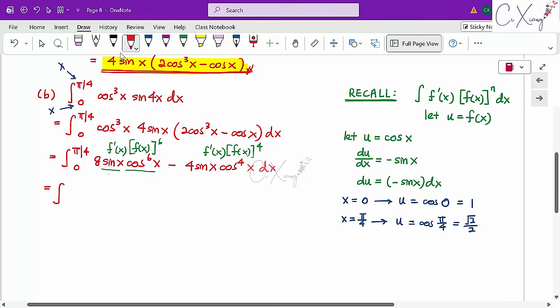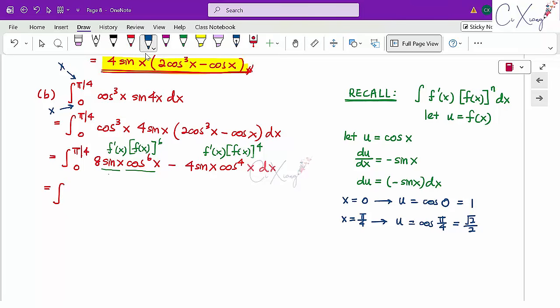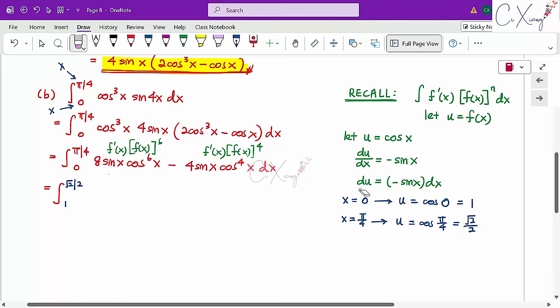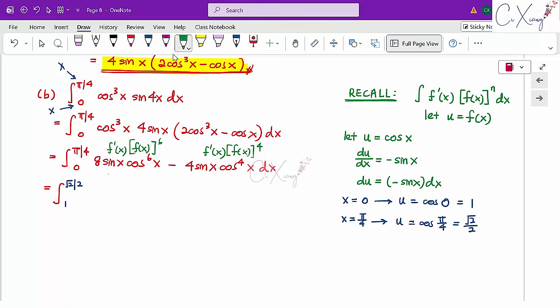Alright, so let us replace our substitution slowly into our original equation. I just copy it first. The limits 0 and pi over 4 will become 1 and root 2 over 2. We don't change the position of the limit, so when 0 is at the bottom, the 1 will be at the bottom. Then for the first term, let's have a look. My du is equal to negative sine x dx. I have sine x and dx, but I don't have the negative.